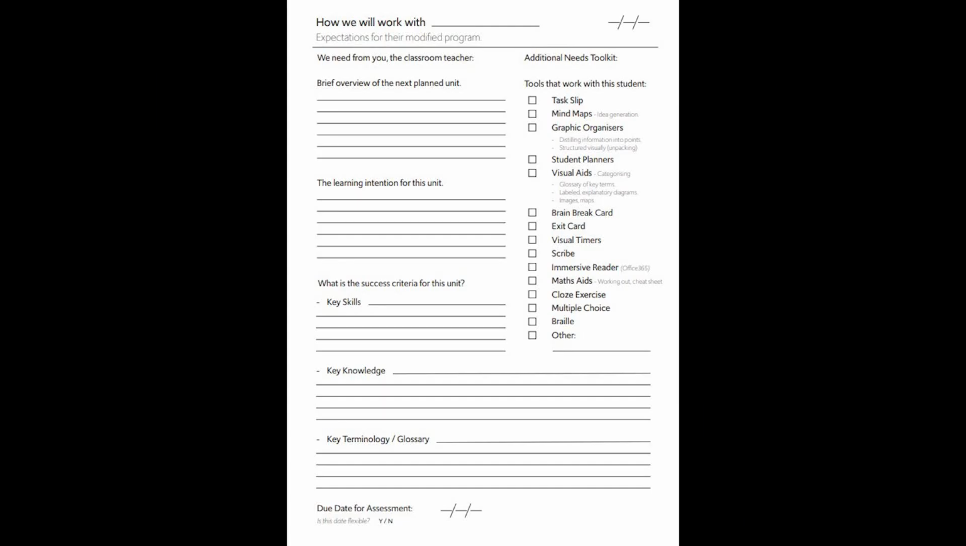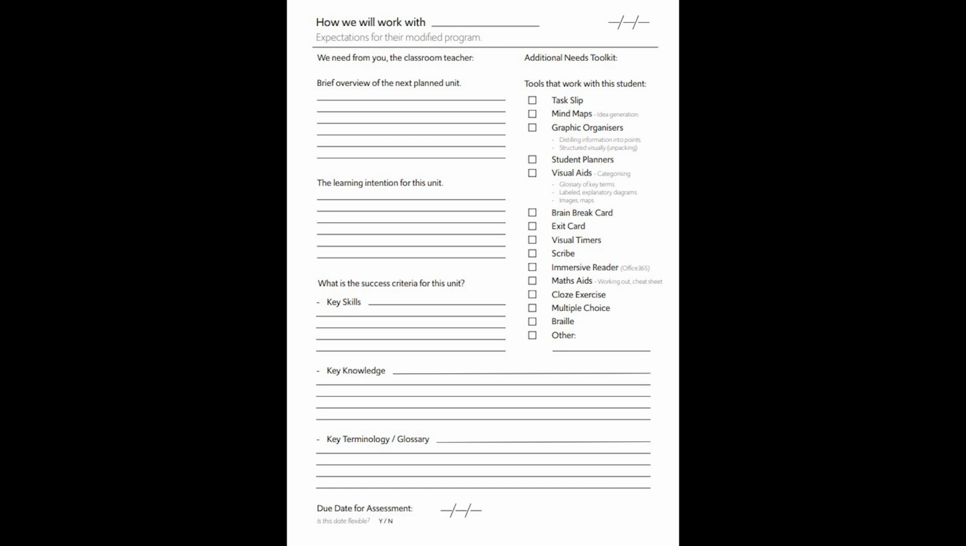So this second tool that I want to talk to you about is specifically for a challenging area when you're working with teachers who need to provide a modified program for a student on the program for students with disabilities. So we've set up a document which is called How We Will Work With, and we put in the student's name and then expectations for their modified work.